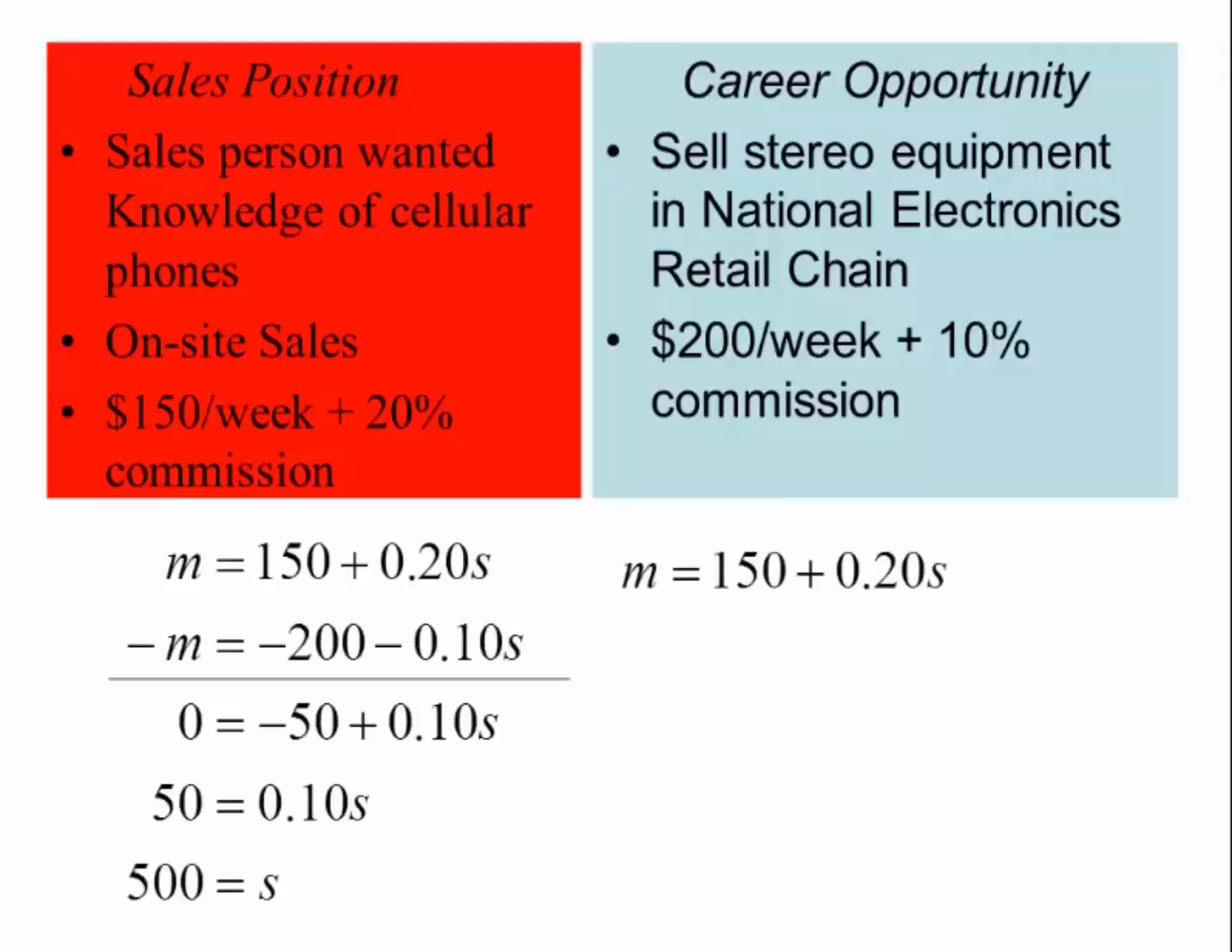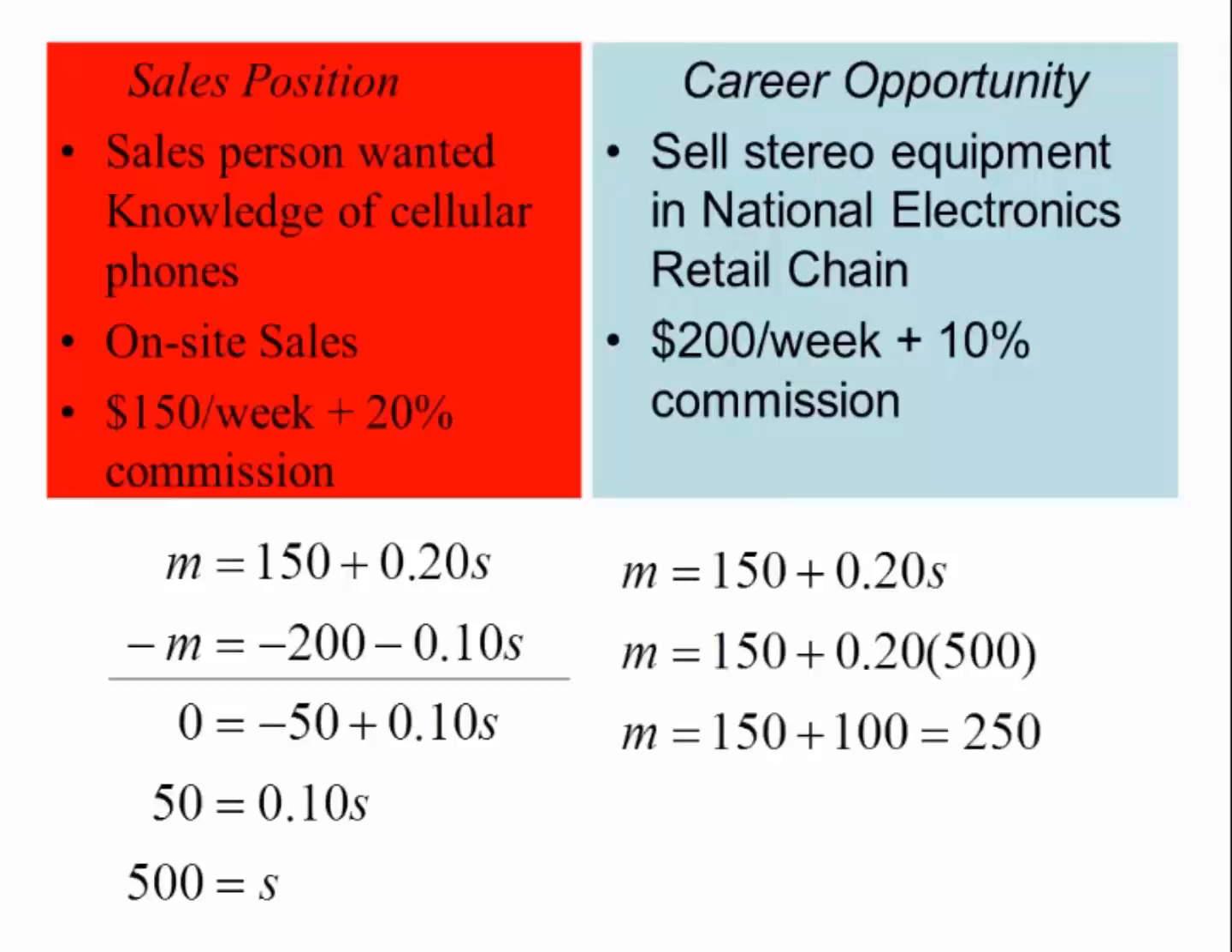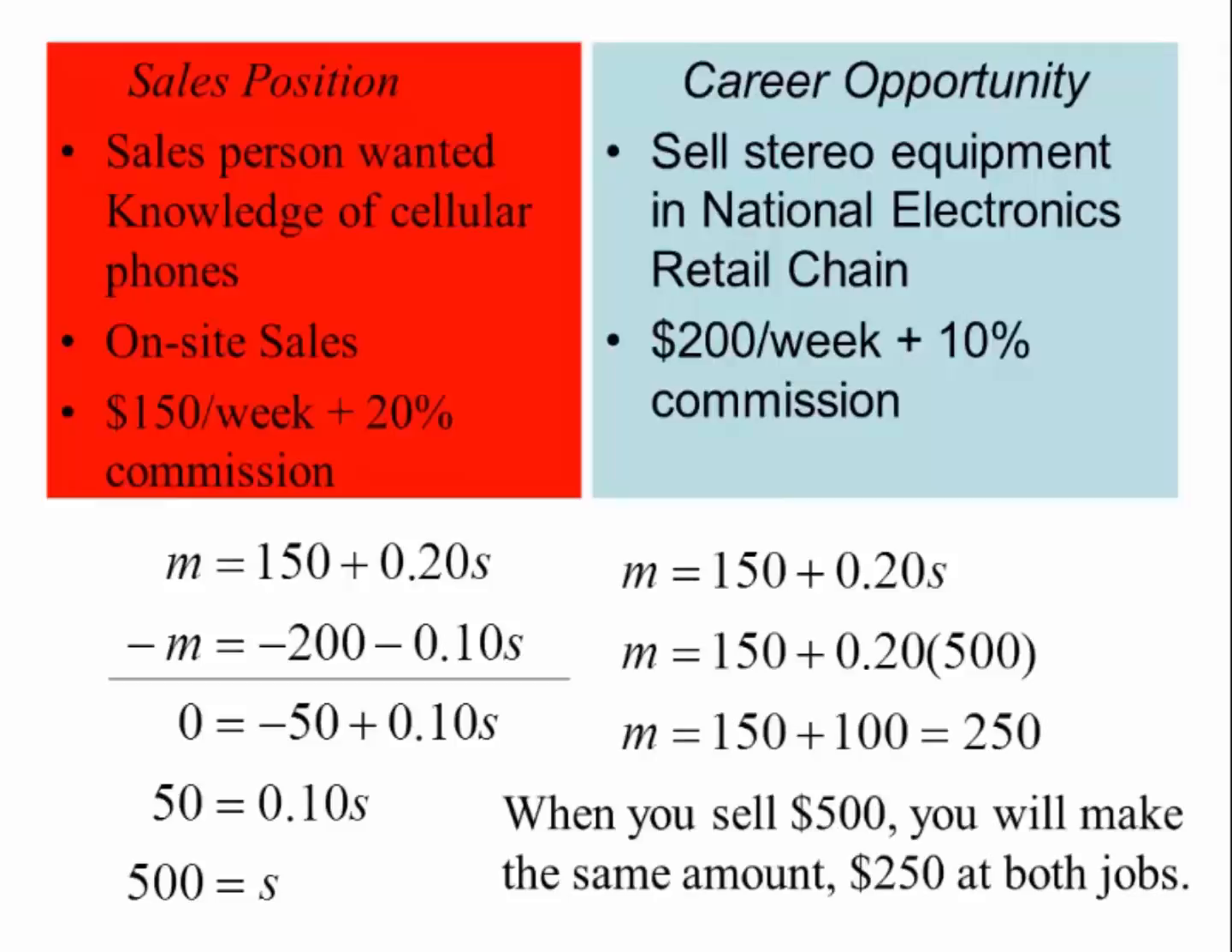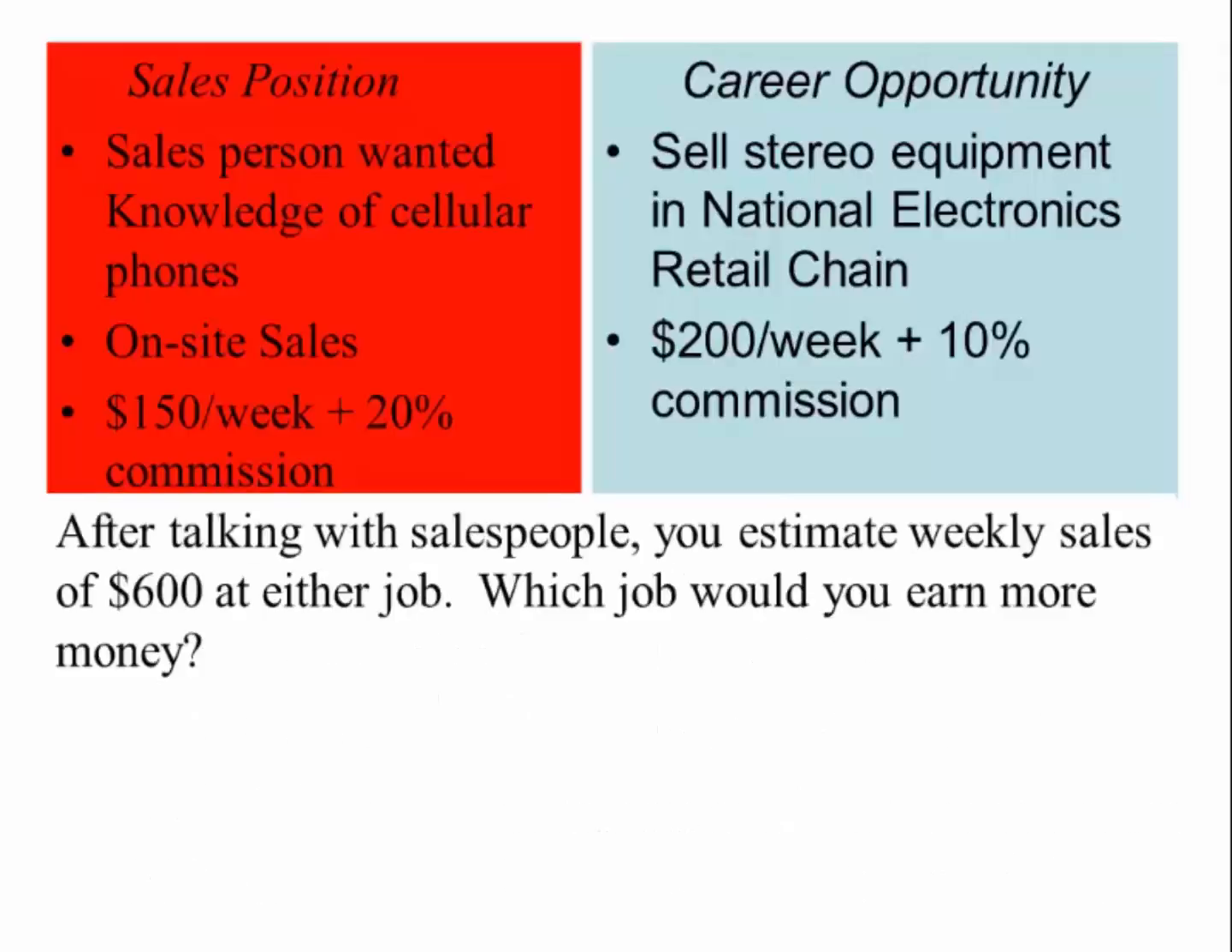To find out how much money you'll make selling $500, we take one equation, we substitute 500 for S, and we see that the amount of money you take home is $250. So when you sell $500, you'll make the same amount, $250, for both jobs. After talking with salespeople, you estimate weekly sales of $600 at either job. Which job would you earn more money?